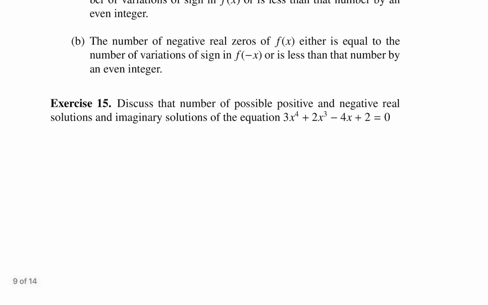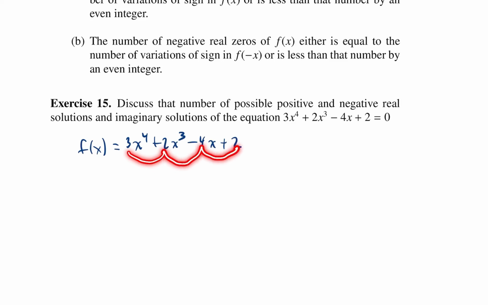So let me tell you what they're doing here. So we have our function 3x^4 plus 2x^3 minus 4x plus 2. You want to count the number of times that the sign varies. So it goes from positive to positive, so that's 0 so far. And then it goes from positive to negative, that's 1 sign change. And then from negative to positive, that's another sign change. So there are 2 sign changes.